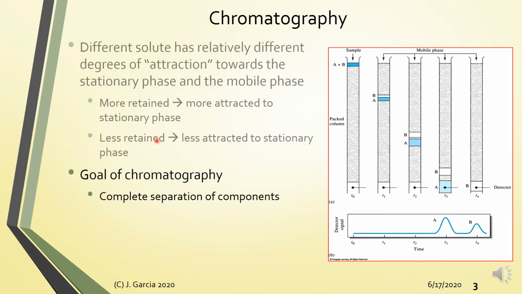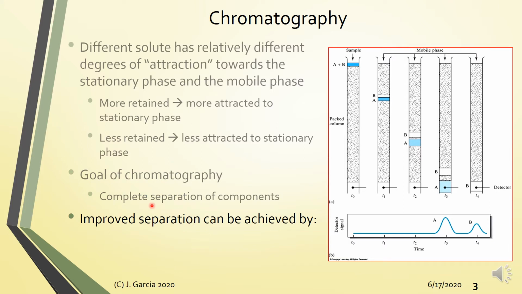Now, the goal of chromatography, of course, is the complete separation of components. How do we improve separation? This can be achieved by, number one, increasing the rate of band separation, or, if you're looking at the chromatogram, increasing the rate of peak separation. The farther away the two peaks are from each other, the higher the resolution of the chromatographic process. Resolution in chromatography refers to the separation between these two peaks.